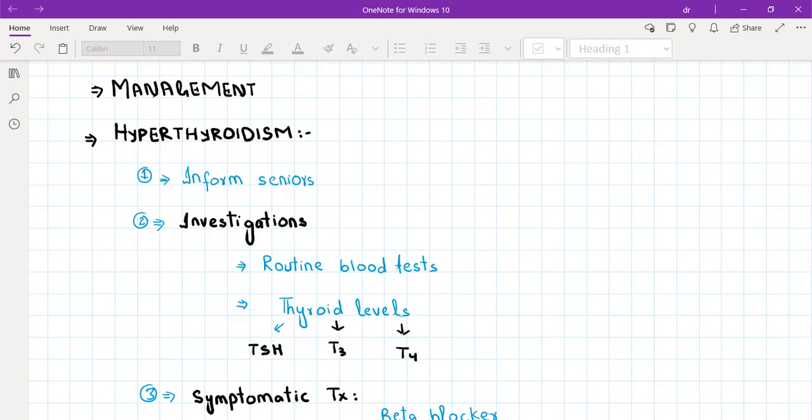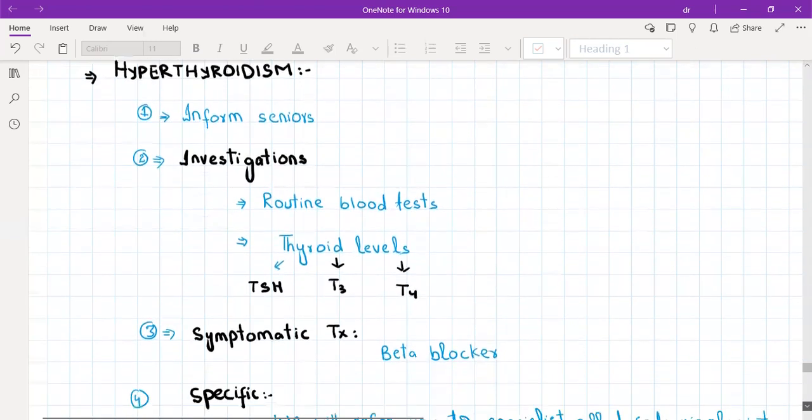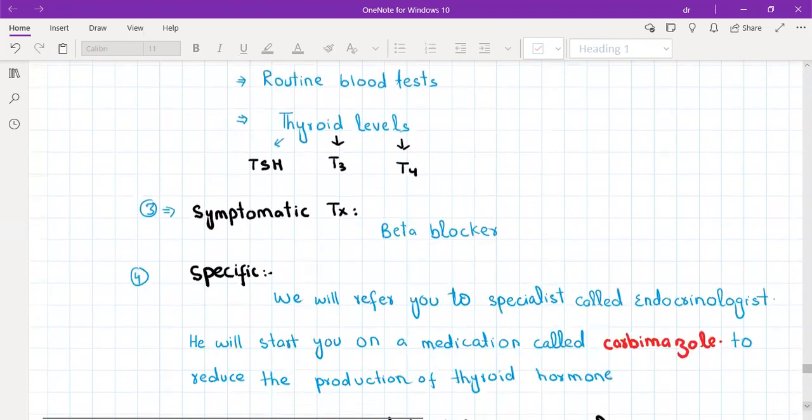Symptomatic treatment will be provided by the GP, that is beta blocker. They are given till the antithyroid drugs take their effect. So beta blocker masks the symptoms of hyperthyroidism, like diarrhea, irritability, tremors, etc. Specific treatment. So GP cannot prescribe antithyroid drugs. For this, they need to refer the patient to the endocrinologist. So we will tell the patient that we are going to refer you to a specialist called endocrinologist.